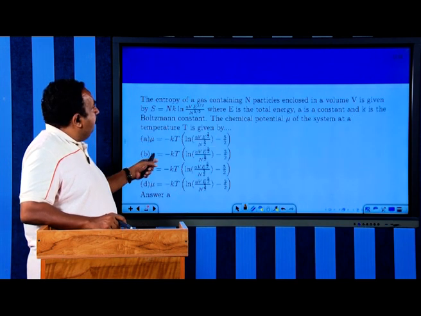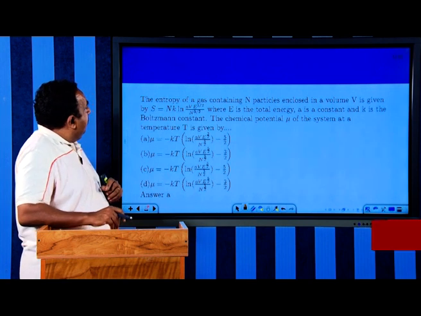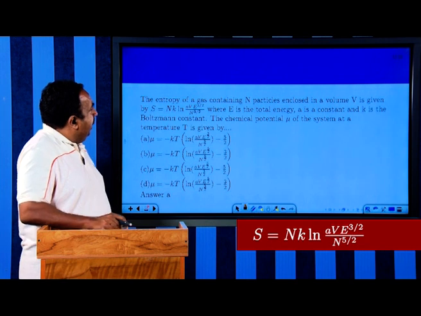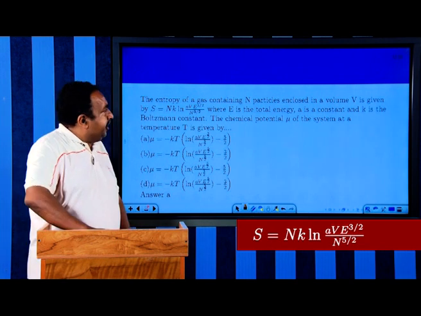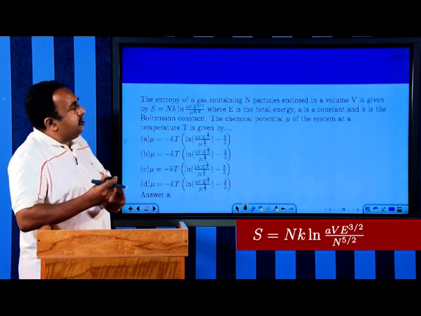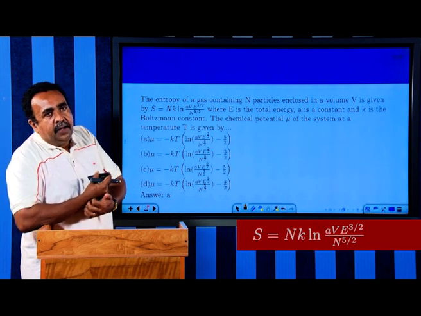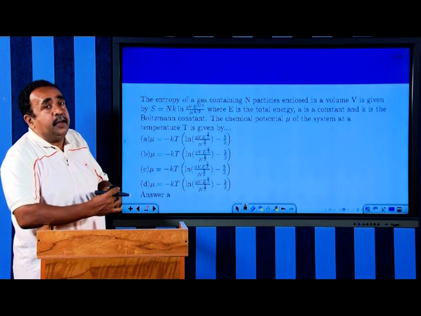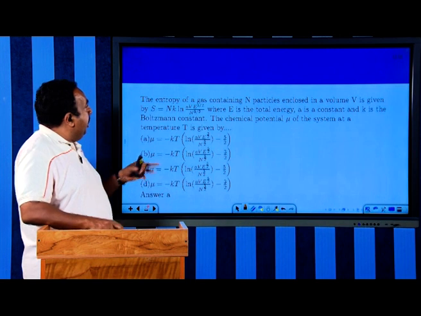Next, you are given the entropy of the system: S is equal to n k log of A V E raised to 3 by 2 divided by n raised to 5 by 2, where E is the total energy, A is a constant, and k is the Boltzmann constant. You are asked to find the chemical potential. The chemical potential is given by mu by T is equal to minus dou S by dou n.